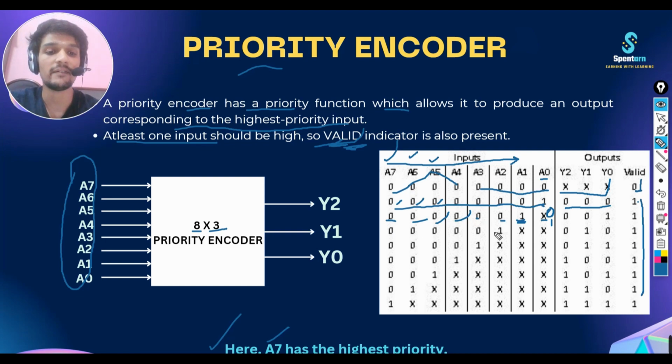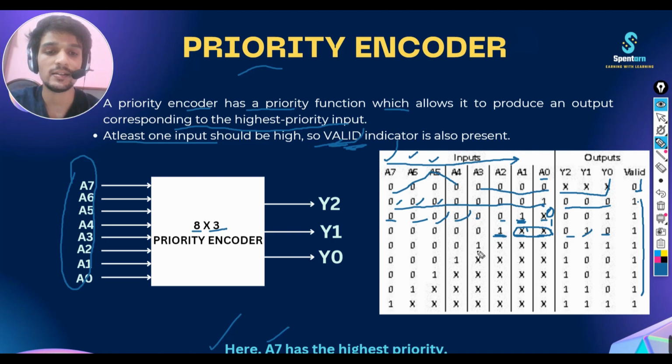Now moving ahead, we have A2 as 1. So we will not check A1, A0 in this case. They can be 0, 1, 0, 1. For example, if A1 is 1 in this case and A0 is 1, we will not consider them, because the highest priority in this case would be A2, right? So we'll take the highest priority for A2 now. Whatever the input is there, we will not consider that. So in this case, the output would be 0, 1, 0, right? We have just represented it with the help of binary format.